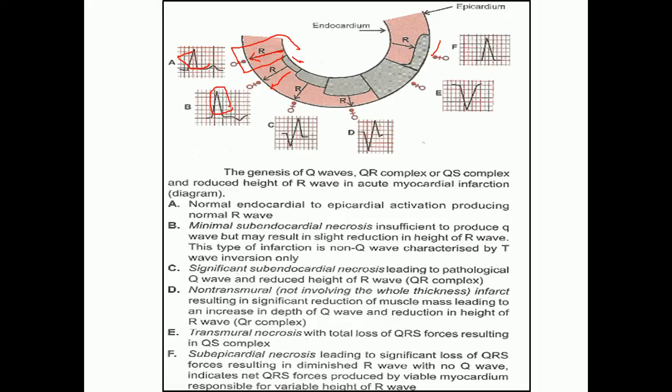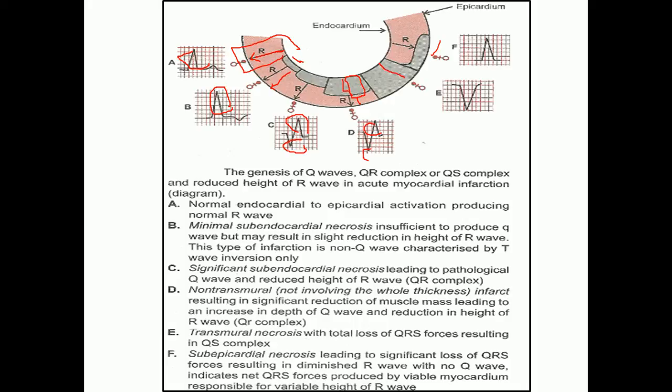Due to that, as the necrotic area increases, the height of the R wave decreases and the Q wave depth increases. As you see here, as the necrotic area increases, the normal R wave vector decreases, and the R wave in the electrocardiogram decreases. The Q wave increases by two mechanisms. One mechanism is that the normal R wave vector decreases, and the window of current of injury, which is a window for recording by that lead, is increased.